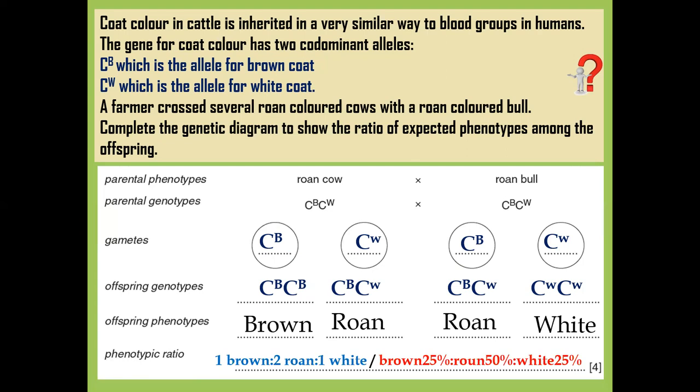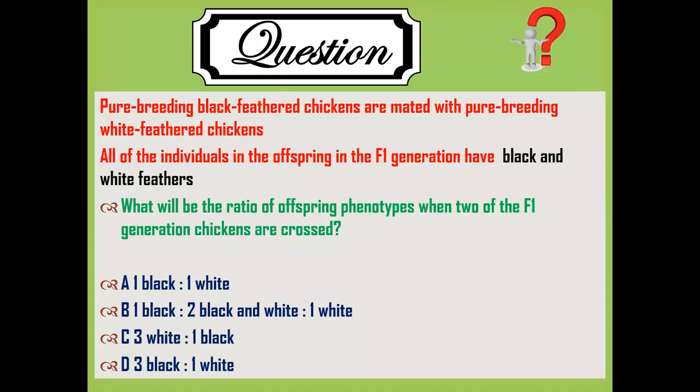So this type of structured question might be possible, and we're going to see the MCQs. Question 1: pure breeding black feather chickens are mated with pure breeding white feather chickens. So here, black and white, two varieties are here. Now with these two varieties, we're going to take the F1 generation. All the individual offspring in the F1 generation are black and white feathered.